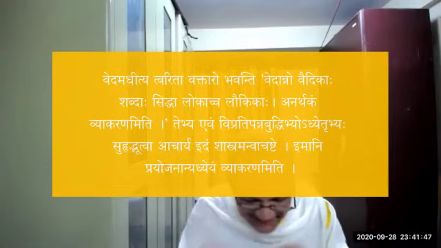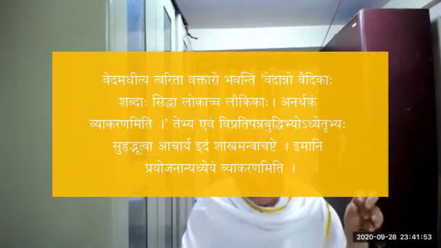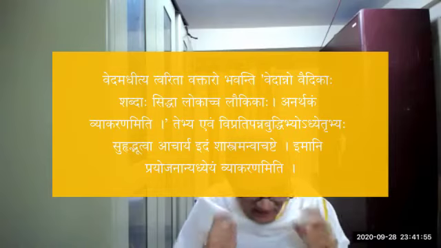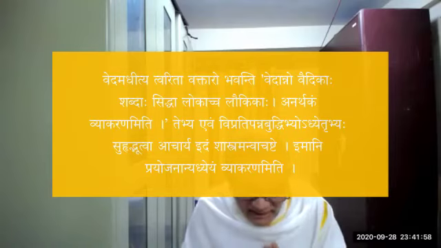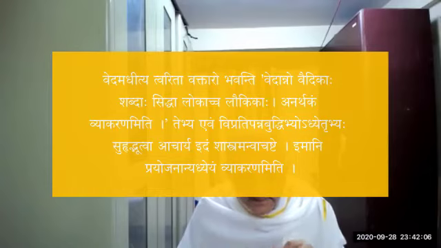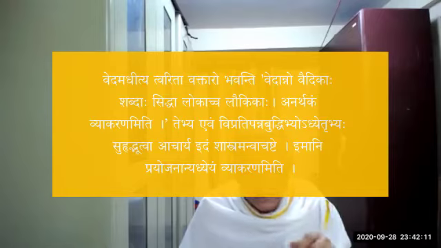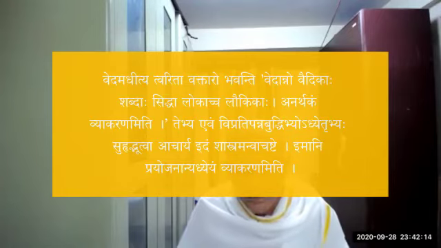So what happens is, iti devbhyah tebhyah evam vipratipanna buddhibhyah. Careful what he is using. Vipratipanna buddhibhyah adhyetrubhyah acharyah idam shastram anvacheshte imani prayojanani adhyeyam vyakaranam iti. Here acharya means Patanjali only. Who is an acharya? Just note upaniyat yashishyam, from the Manusmriti.